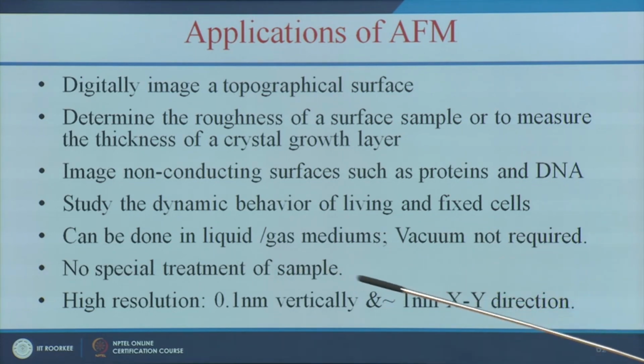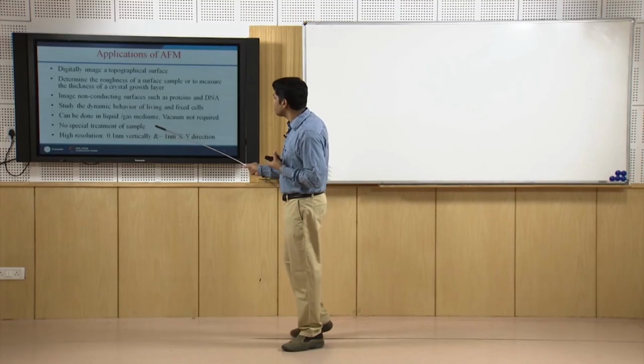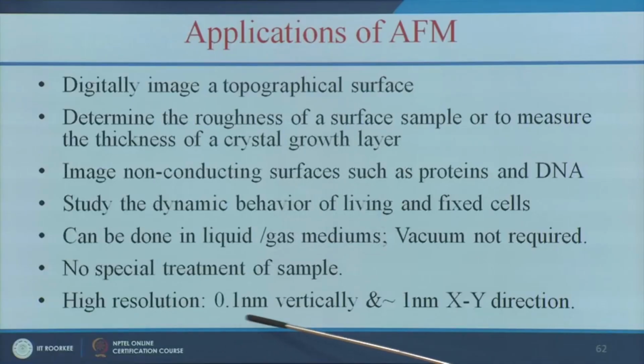Okay, and here we do not have to do any special treatment of the sample. As I told you, for SEM you have to do the gold sputtering so that the sample will be made conductive, and here the resolution is also very high. So, we can reach 0.1 nanometer vertically and 1 nanometer in the x and y direction.